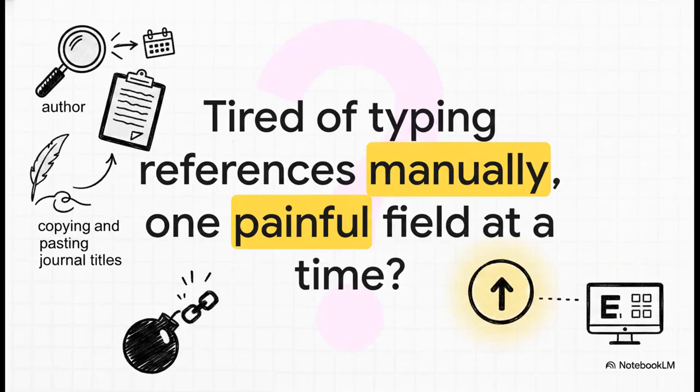So, does this look familiar? That feeling of hunting for the publication year, checking every author's spelling, copying and pasting the journal title, field by field. It's just a slow, frustrating process, and it's so easy to make mistakes. Well, that all ends today. We are going to replace that whole mess with a one-click solution.